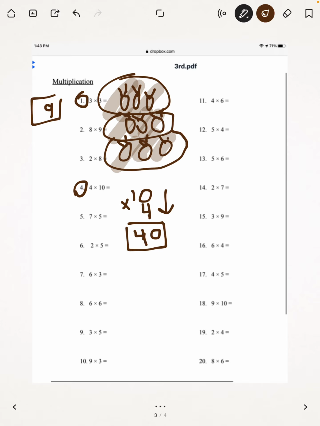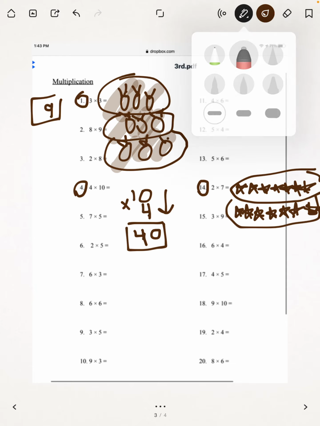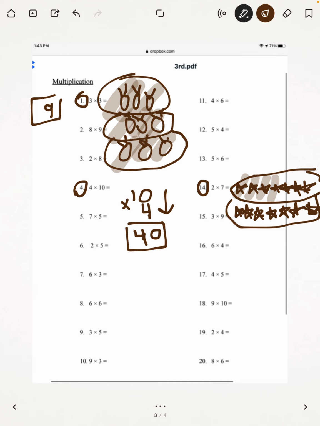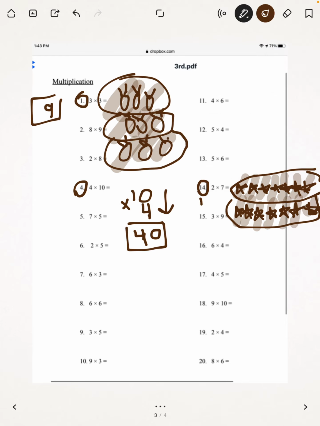Next, we're going to be doing number 14, and I'm going to be drawing it out for this problem as well. I'm going to be drawing 2 sets of 7. So that's one set. So that's another set. So now we're just going to count how many there are. 1, 2, 3, 4, 5, 6, 7, 8, 9, 10, 11, 12, 13, 14. And the answer we get is 14.